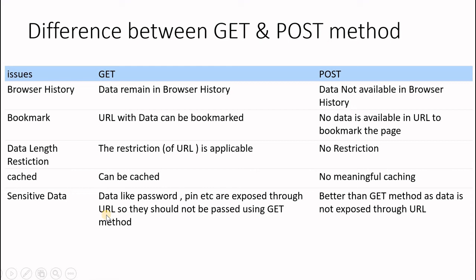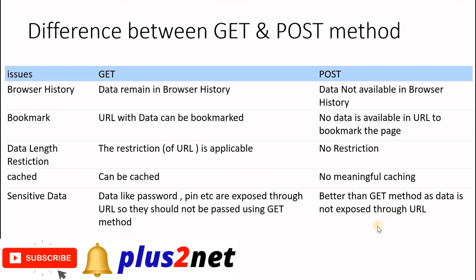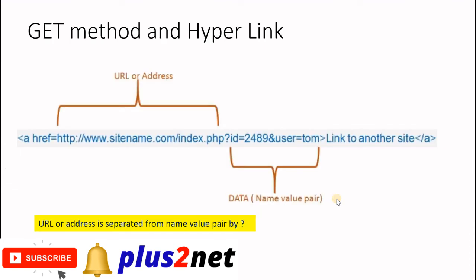You should never use the get method for a password or a PIN, because the URL can be cached, or I can bookmark it and send it outside also. Post is better than get since the data is not exposed through the URL, but there are other security issues as well.